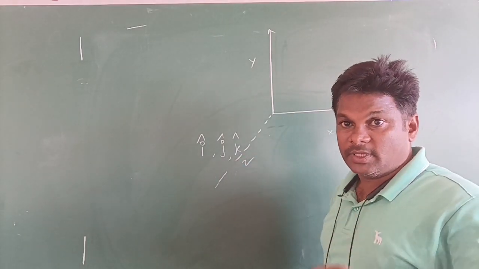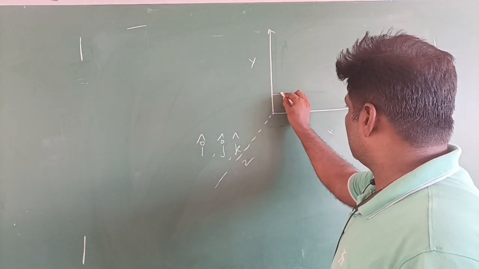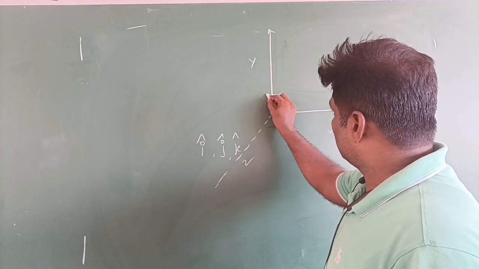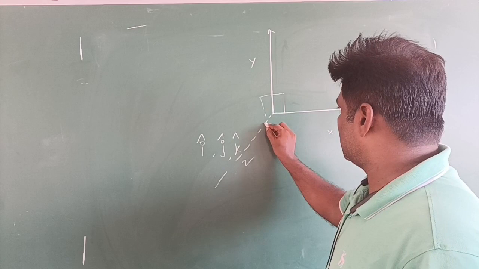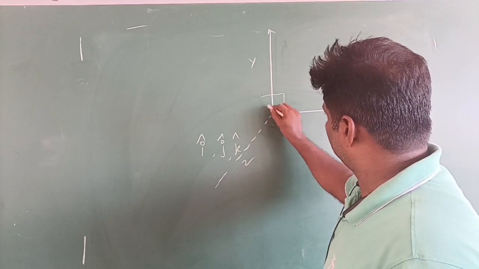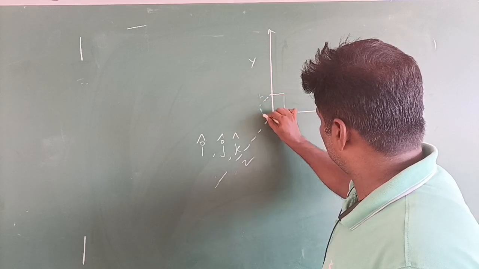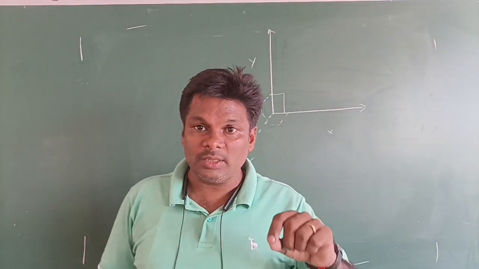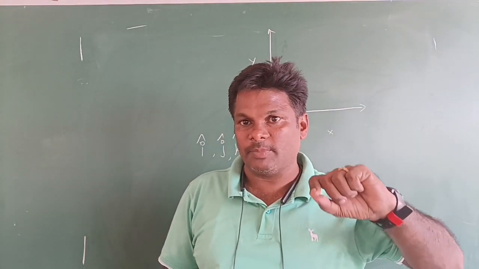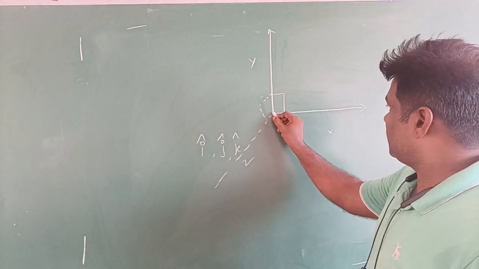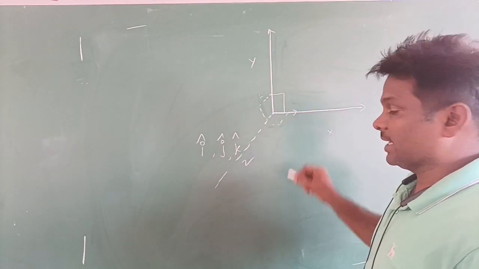The angle between x and y is 90 degrees. Y and z is 90 degrees, and this one, z and x-axis, is also 90 degrees. All these three are mutually perpendicular lines. What is i cap? i cap is a unit vector along x-axis.